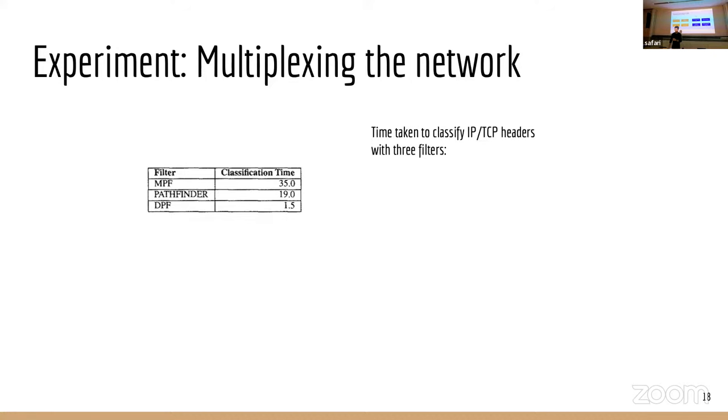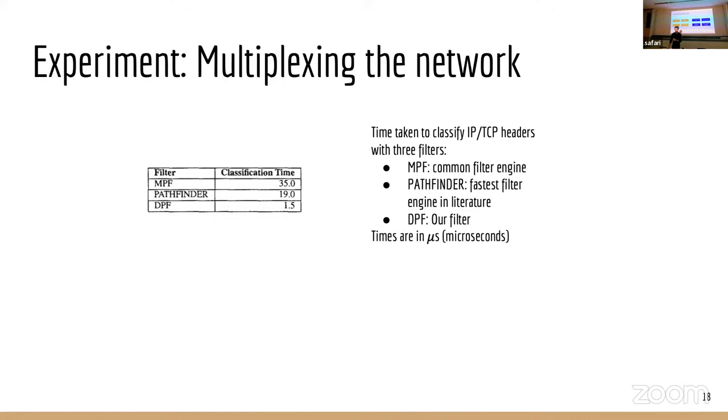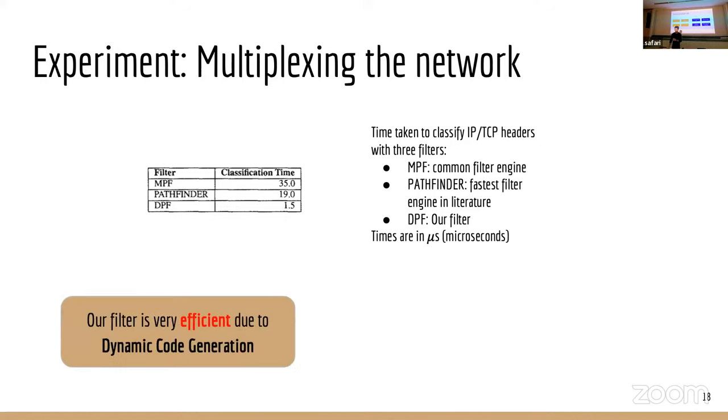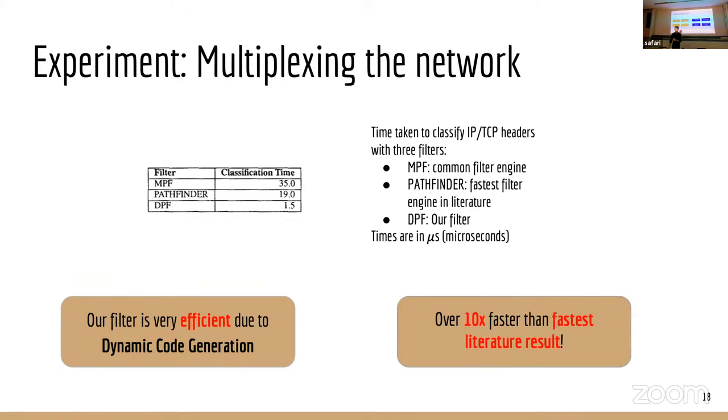So the paper experimented with three filters: MPF, which is a common filter engine, Pathfinder, which is the fastest one in literature, at least in 95, and DPF, which is our filter. The times here are in microseconds, and you can see that our code is over 10 times quicker and is very efficient due to this dynamic code generation idea where we generate the code at runtime.